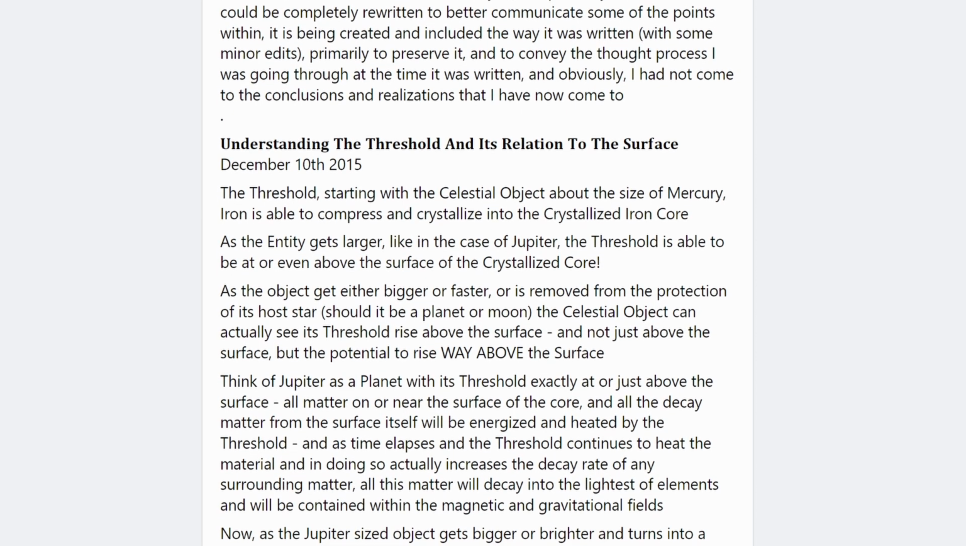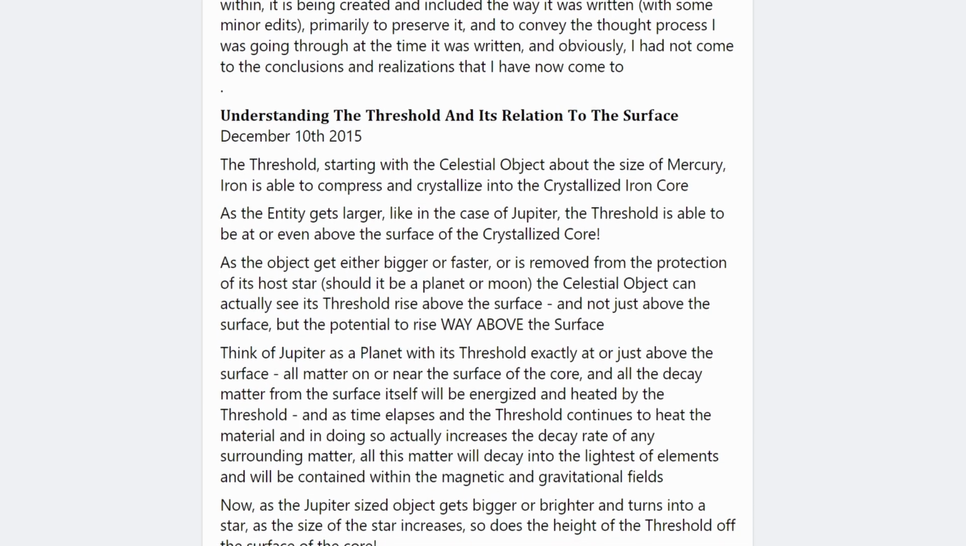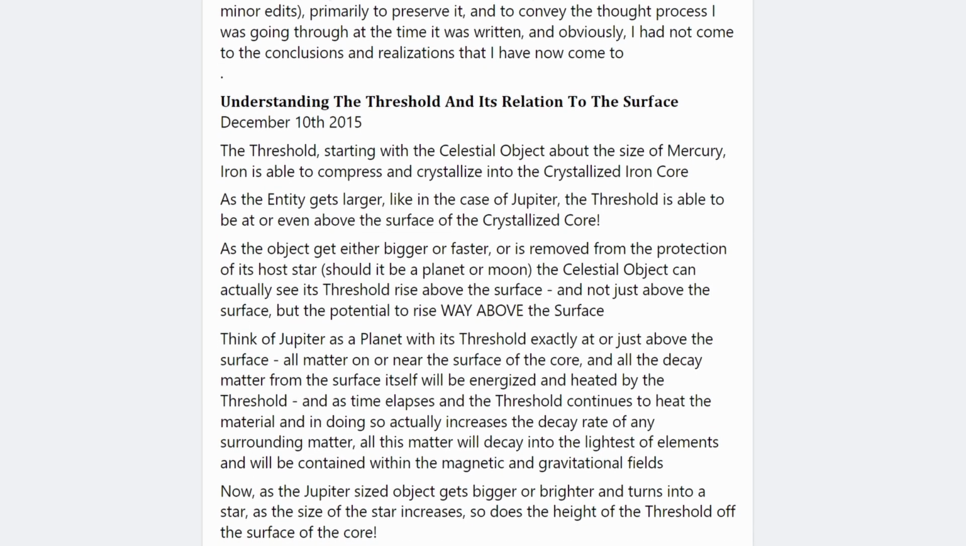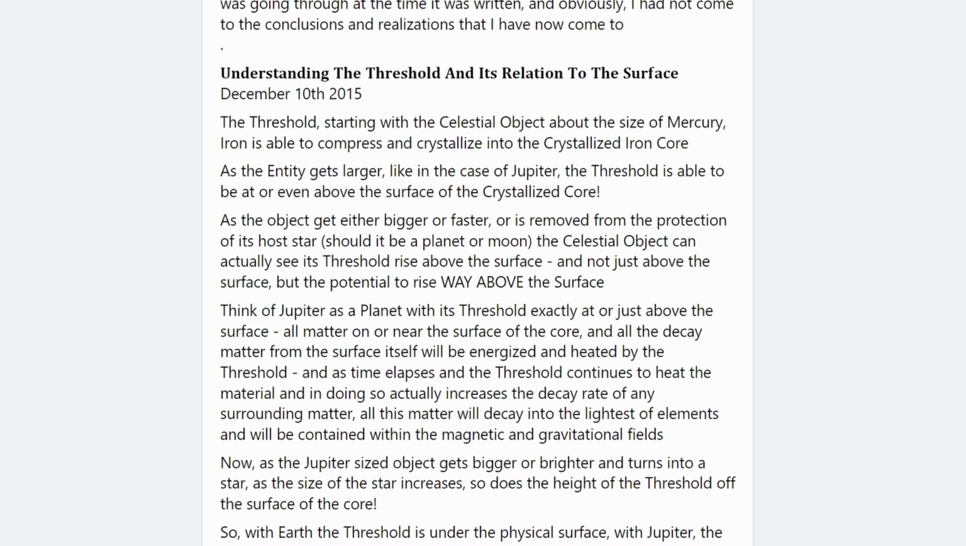As the object gets either bigger or faster, or is removed from the protection of its host star, should it be a planet or moon, the celestial object can actually see its threshold rise above the surface, and not just above the surface, but the potential to rise way above the surface.